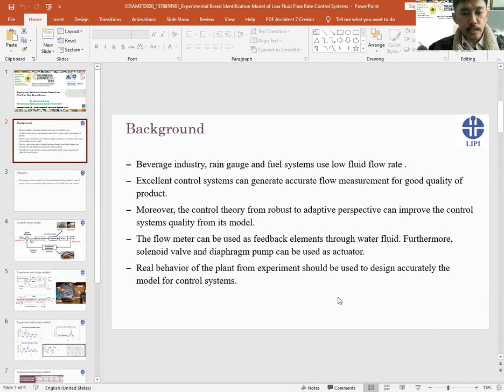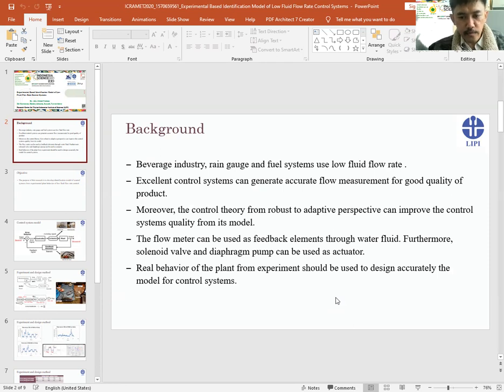We want to develop an external control system so it can generate accurate flow measurement for good quality of product. We go into the beverage industry for drinking products, or good quality of rain gauge measurement. Also in the fuel system, to maintain the fuel machine, we must use accurate control for the flow rate in the machine, particularly in transportation.